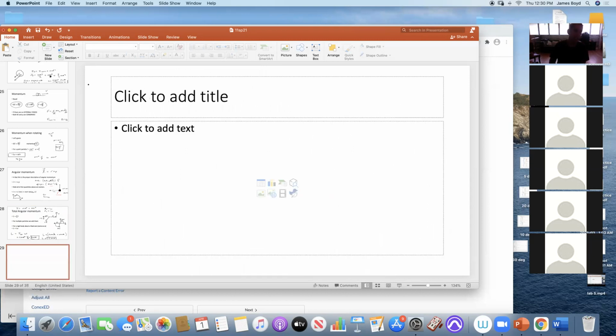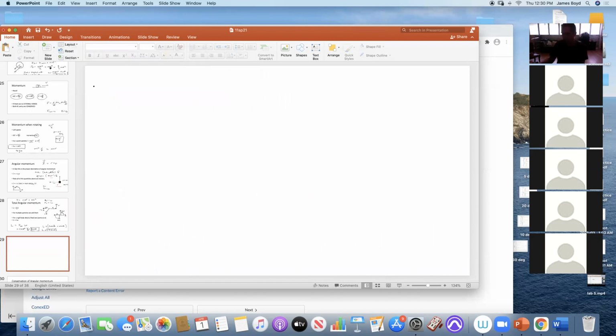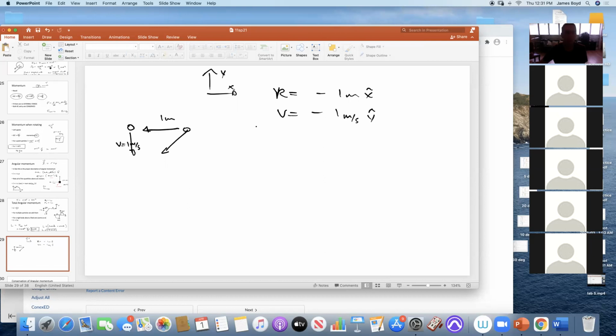Let me go back to this then, to make sure you're clear on this. If I have an axis of rotation and I have a mass out here at a distance of 1 meter and it's traveling at 1 meter per second. However, I'm going to say that y is positive up and x is positive that way. So r is negative 1 meter in the x hat, and v is negative 1 meter per second in the y hat. And then L is mvr sine of the angle between them, but they're 90 degrees off. So let's say m is 1 kilogram. I know they're all ones, but 1 times -1 times -1 is 1.